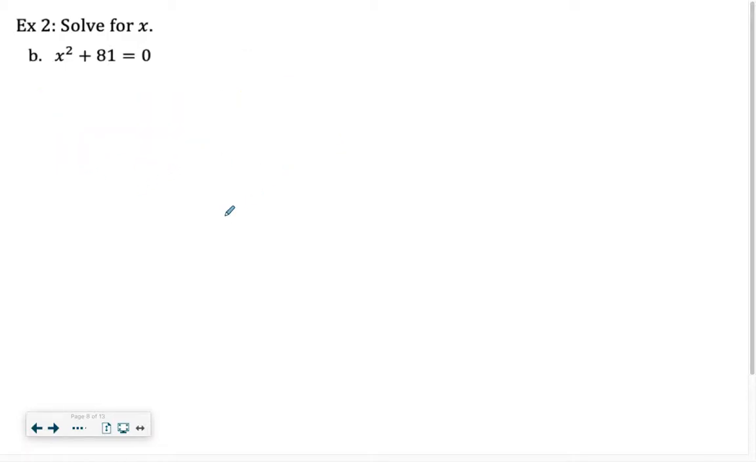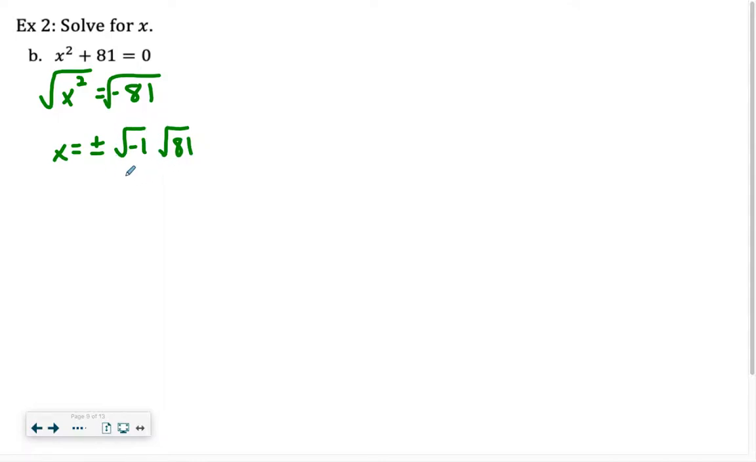Right? The next one is not factored for us. Okay, and this is a sum of squares, so we actually cannot factor it. But what I can do is subtract the 81 over. I'll get x squared equals negative 81. And then I can take the square root of both sides. Now, when I do this, again, we need to include the plus or minus, but this negative, I'm actually just going to rewrite this as the square root of negative 1 times the square root of 81. Right? Whenever we have a negative inside of a radical, I can rewrite it like this.